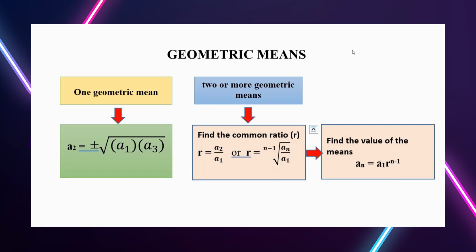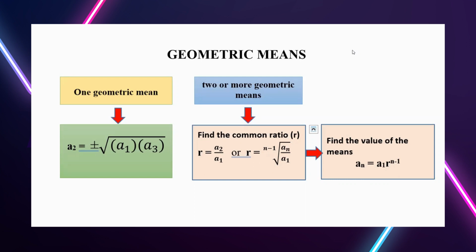Sa video ito, pag-uusapan natin ang geometric means. Ang geometric means ay ang term o mga terms sa pagitan ng first term and last term of the geometric sequence. So, ibig sabihin, kung ang hinahanap natin ang value ng terms in between the first term or the a sub 1 and the last term or the a sub n, ito ay tumutukoy sa geometric means.